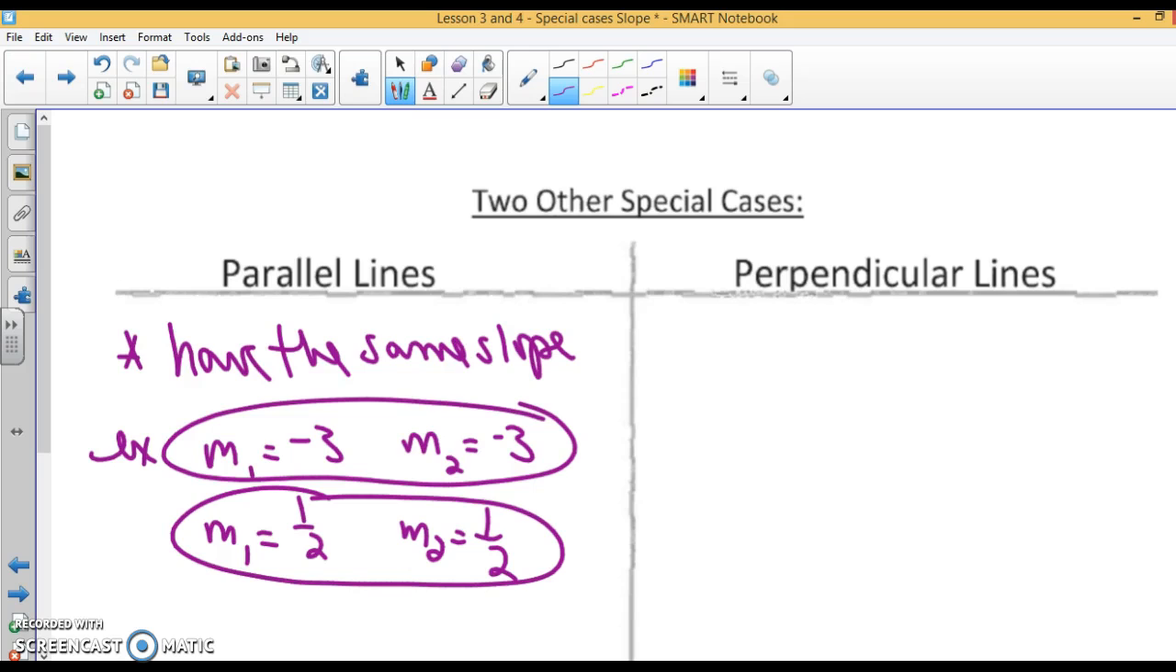Perpendicular lines. First of all, let me put this here. Parallel lines, that's the notation for parallel. Perpendicular is an upside down T. And remember, perpendicular are two lines that intersect and form 90-degree angles. They have slopes that are negative reciprocals.